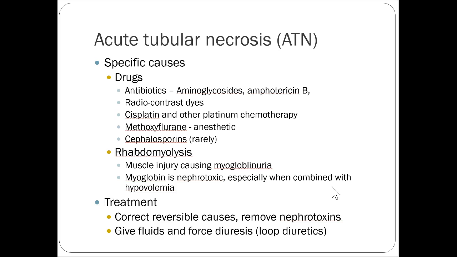So some specific drugs that can cause things, I've got them listed out here. Basically, with any of this stuff you're looking at, you just want to remove the nephrotoxin and correct as many reversible causes as you can. Rehydrate if you need to. Force diuresis with loop diuretics. The important thing about this, never force diuresis if you're fluid under. You have to replenish your fluids before you try and diurese the patient off.